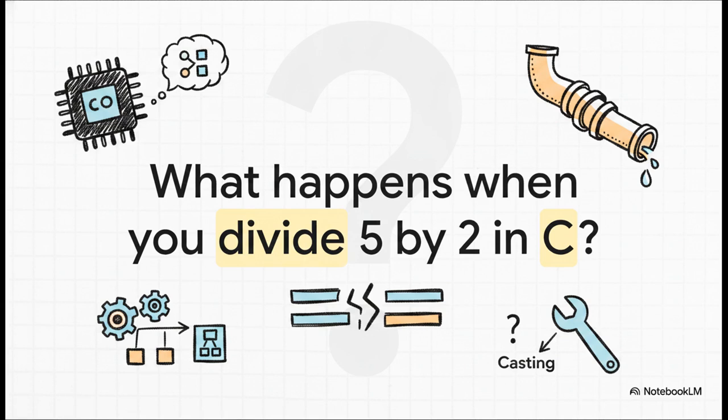In C, when both numbers are integers, integer division entirely truncates the decimal. It just chops it right off. So 5 divided by 2 equals exactly 2. No rounding. You actually have to cast one of those numbers to a float if you want that decimal back.